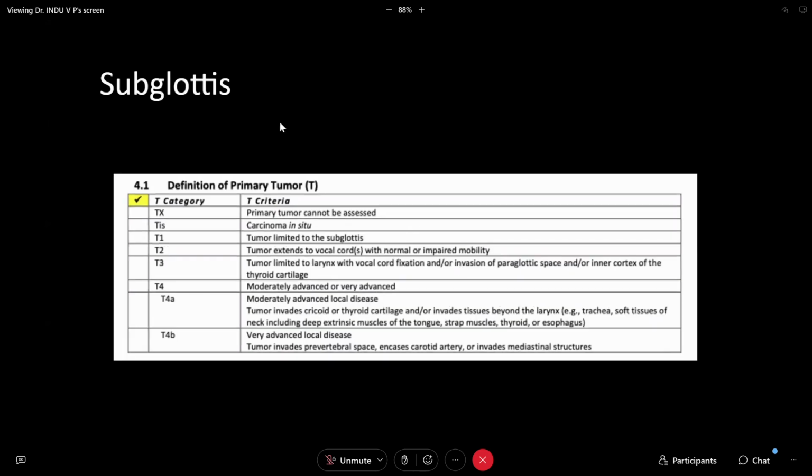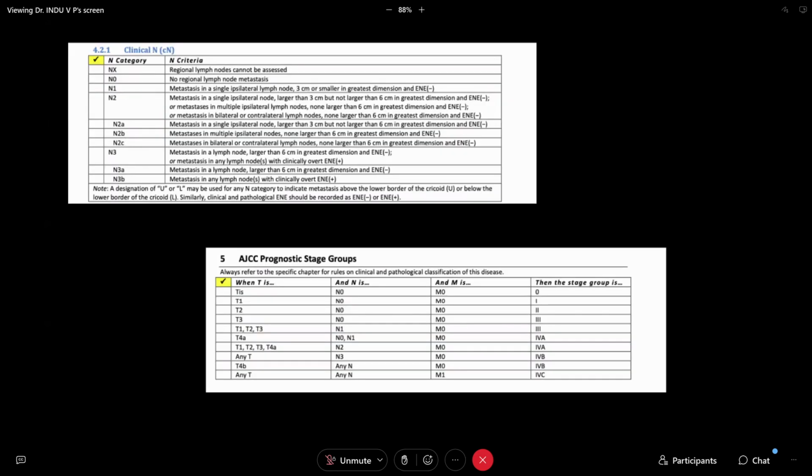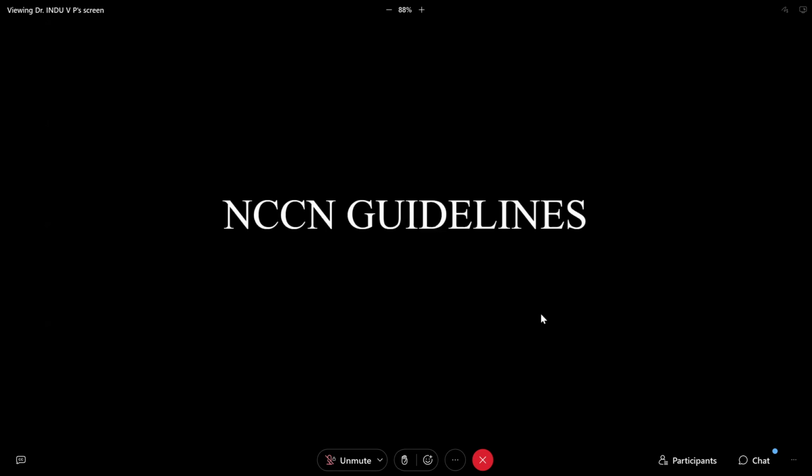Subglottis, though the carcinomas are rare: T1 is tumor limited to the subglottis, and T2 tumor extends to the vocal cord with normal or impaired mobility. The nodal staging is similar to that of other head and neck carcinomas, and T1 and T2 N0 lesions are considered as stage 1 and stage 2.